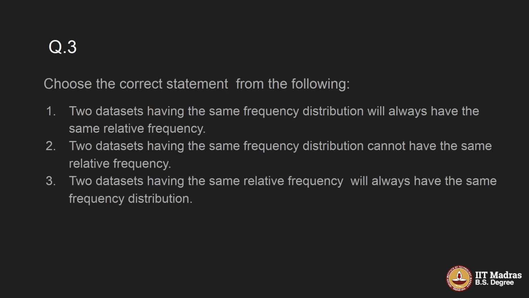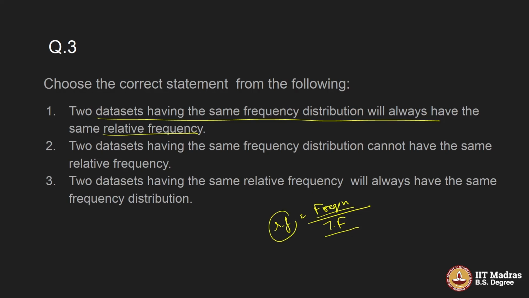Now, question 3. Choose the correct statement from the following. Two data sets having the same frequency distribution will always have the same relative frequency. Yes, it is correct. What is the formula of relative frequency? It is frequency divided by the total frequency, correct? So if we have the same frequency, that means we will have the same total frequency, then we will get the same relative frequency as well. So yes, it is true that we will always have the same relative frequency. This statement is correct.